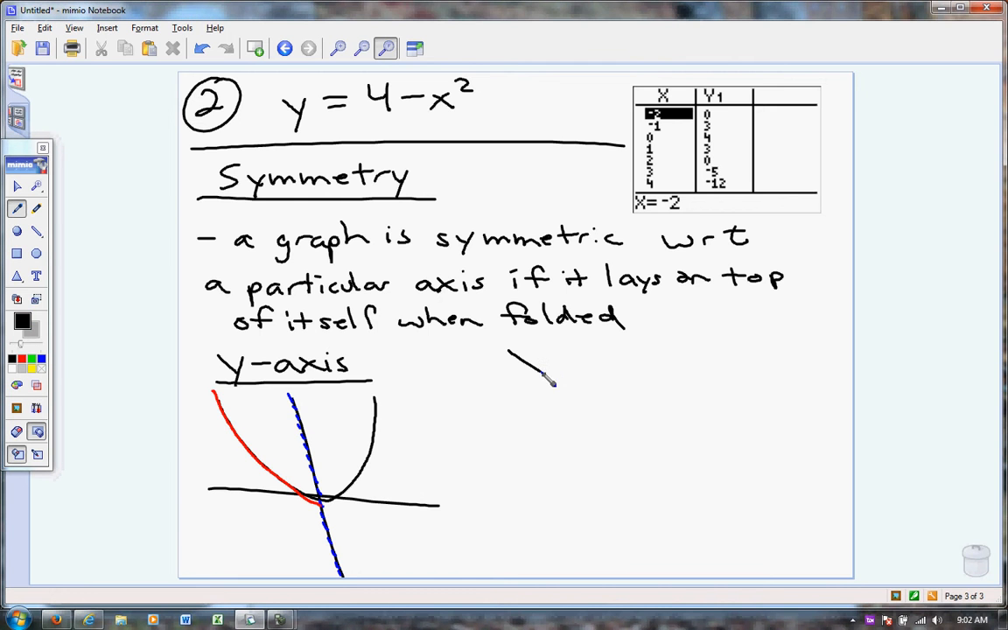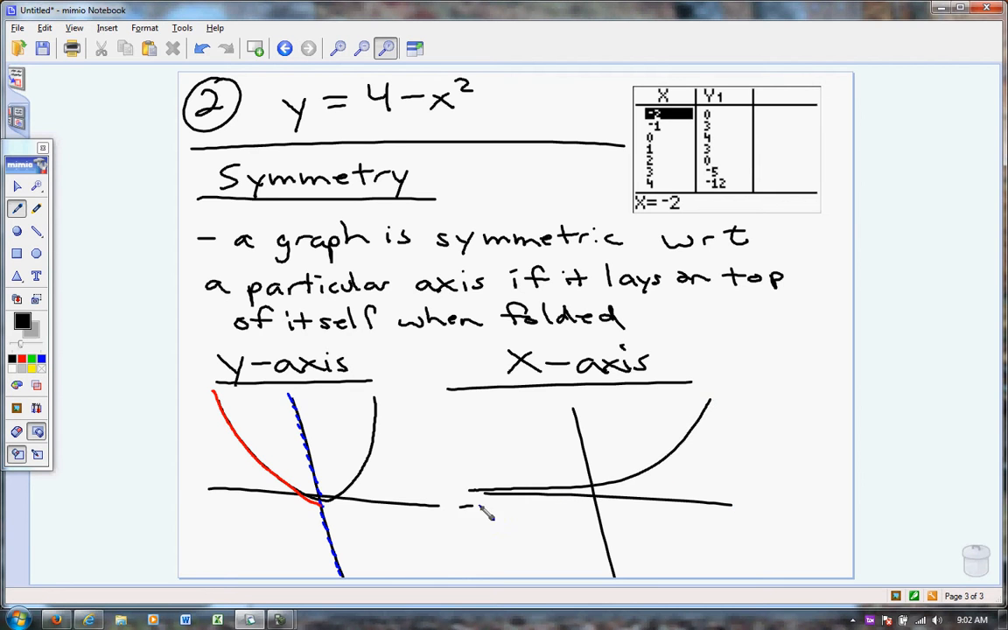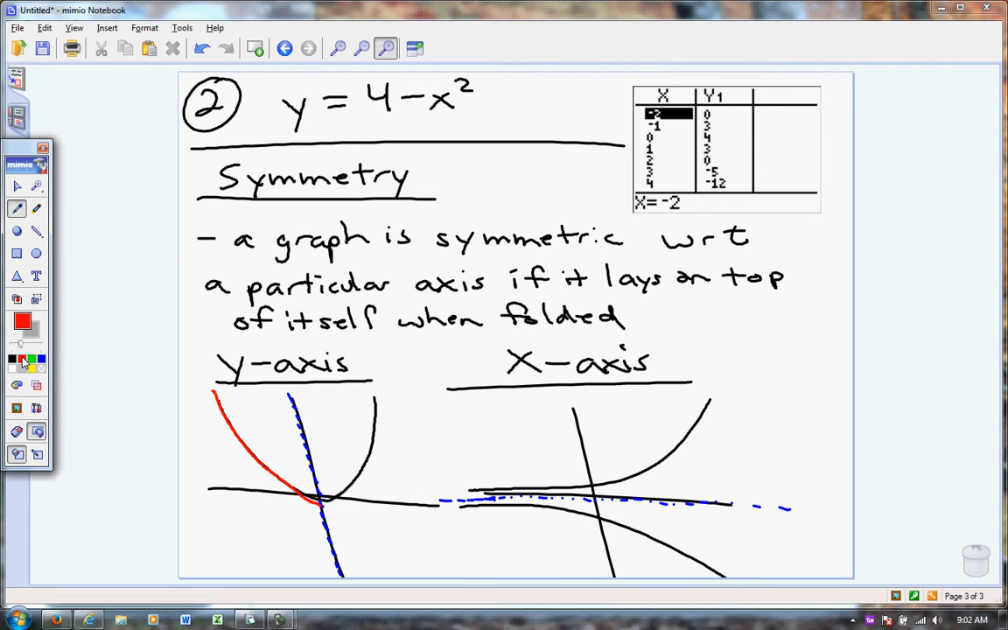We could also have symmetry about the x-axis. And I know you've seen some of this before. That's why I'm kind of zipping through it. Let's say that this was my particular function. Well, if I was talking about symmetry about the x-axis, if the blue line is my folding line, and I fold on the blue dashed line, let's say I fold it down, I think you can see that it would lay right on top of the other graph. So that's the idea of symmetry about the x-axis.